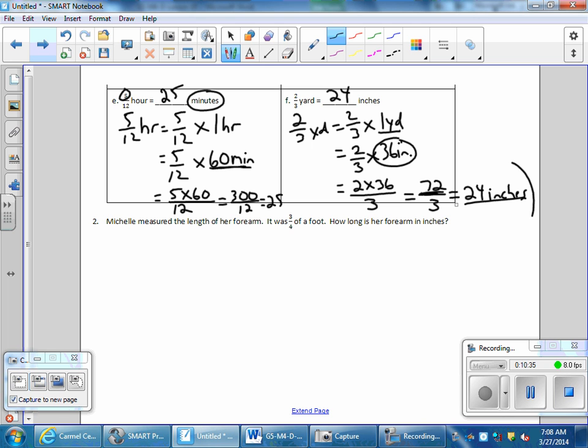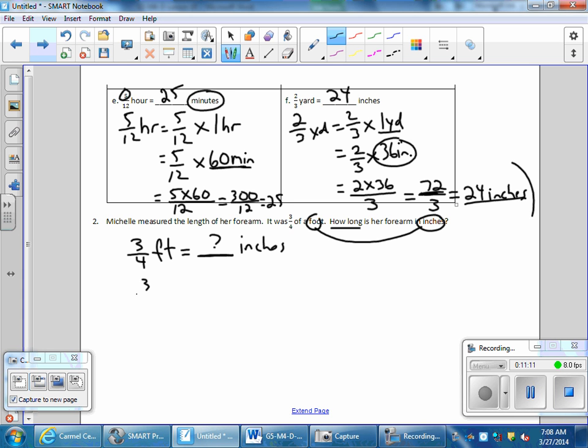Michelle measured the length of her forearm. It was 3/4 of a foot. How long is her forearm in inches? So I'm converting. I'm going to do the same type of work I did up at the top, except this is a word problem, so I need to think of it a little bit differently. Her forearm is 3/4 of a foot, and I need to know how long it is in inches. I'm doing a conversion just like I did in question number 1.